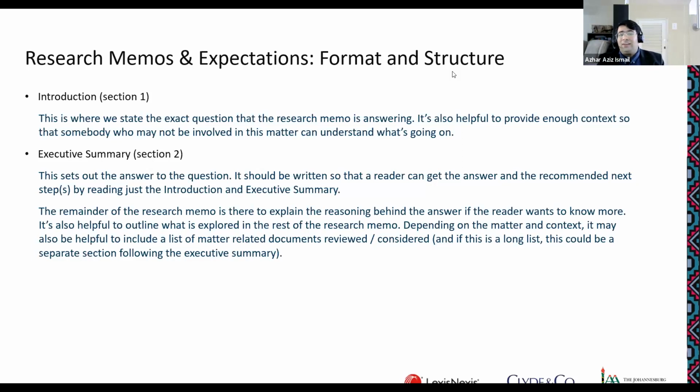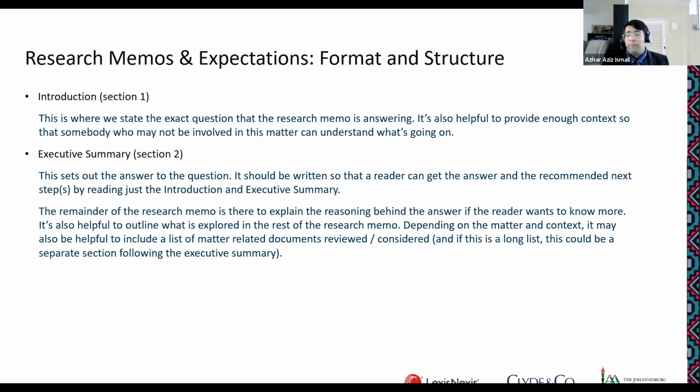It should be written so that the reader can get the answer and the recommended next steps as well. It's basically going to be titled spoiler alert. Just by reading the introduction and executive summary, your reader can get the grasp of everything you're saying. The remainder of your research memo is there to give more reasoning and understanding on how you get to that answer. It's also helpful to outline in your executive summary what was explored in the rest of the memo.